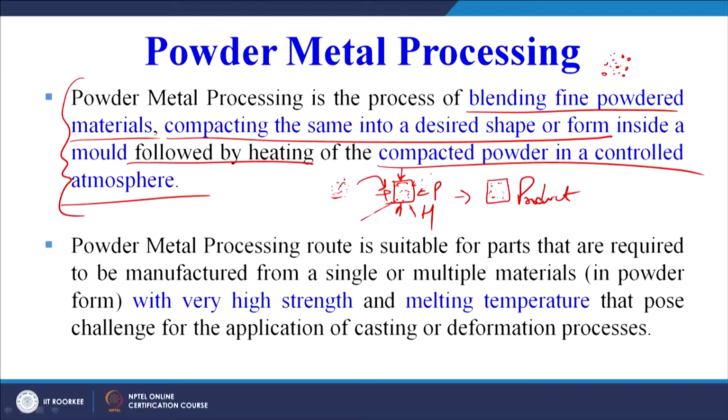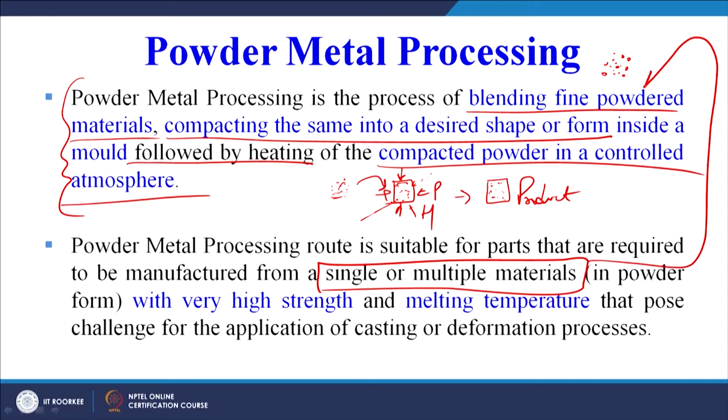Now, the powder metal processing route is suitable for parts that are required to be manufactured from a single or multiple materials. Already this has been highlighted, single or multiple materials, you can see here blending of fine powdered. So, it is not that you will be using a single powder only, you can use definitely, but for getting the specific properties or functionality of the product, many times we may require to blend 2 or 3 different powders together to make our part or the product.